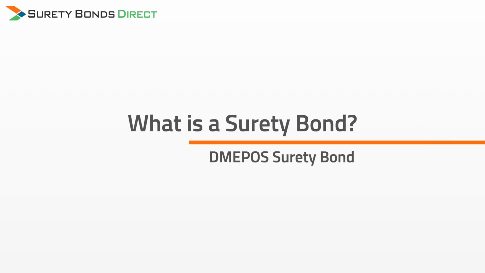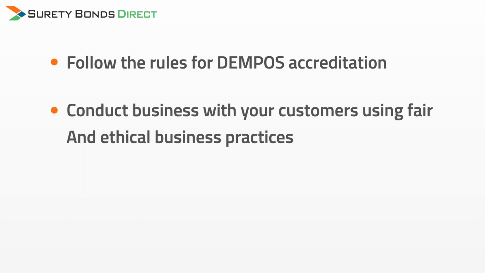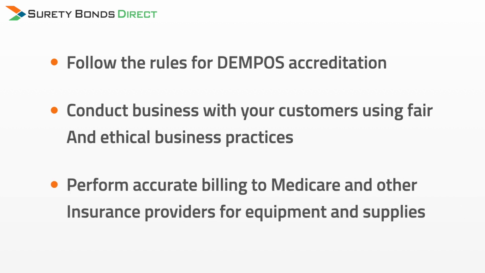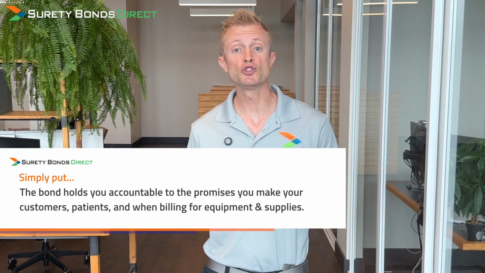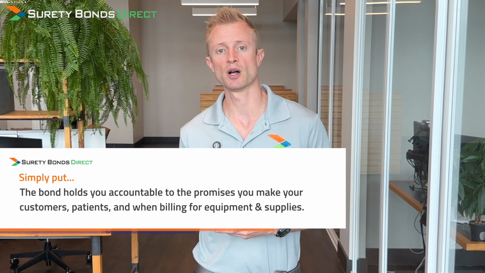All right, let's answer the question, what is a surety bond? A surety bond, or in this case, a DMEPOS surety bond, is a contract that acts as a financial guarantee that you will follow the rules and standards for DMEPOS accreditation, conduct business with your customers using fair and ethical business practices, and perform accurate billing to Medicare and other insurance providers for equipment and supplies. This bond is the primary tool the CMS uses to hold you accountable to your promises to your customers and when you're billing either Medicare or other insurance companies for supplies.